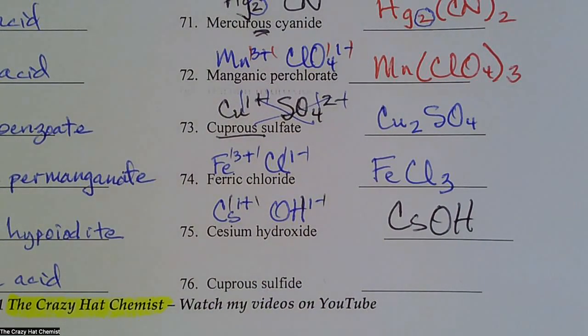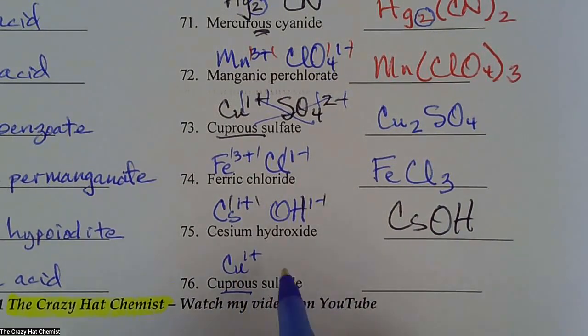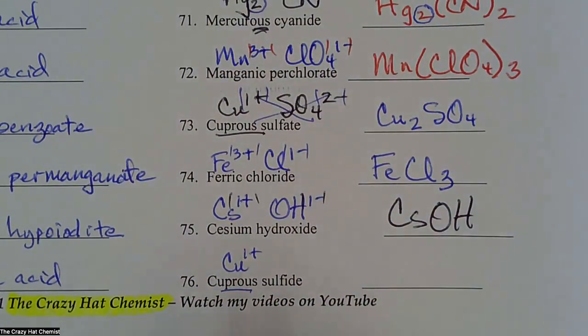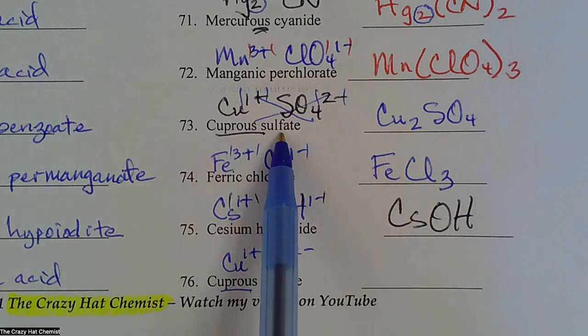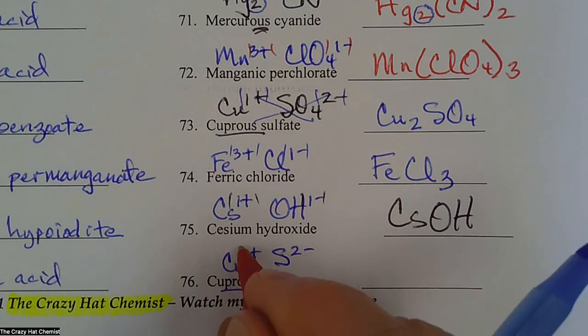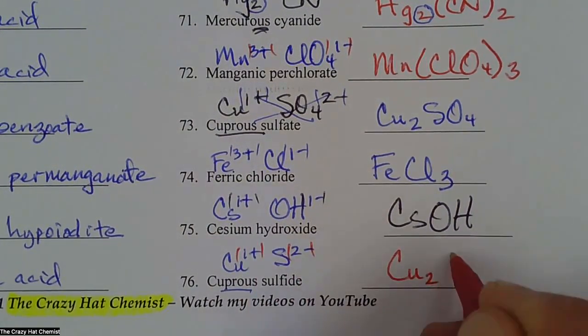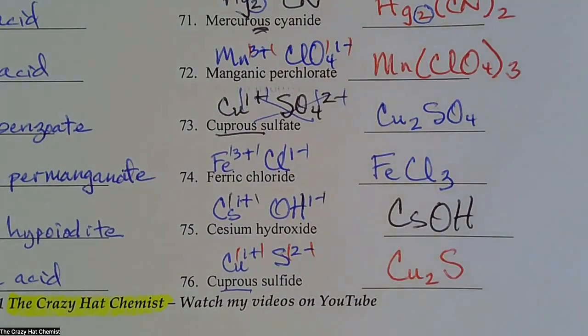We don't do anything. Cuprous, that's Cu1+, and sulfide, that's a periodic trend, that's an S and a 2-. Notice how we have sulfide, we have sulfate, and we have sulfite. So there's a 1-letter difference in all of those, and it's very critical that you memorize those and know those. So we're going to take the absolute value of that, so we're going to get Cu2S, and that is the formula for cuprous sulfide.